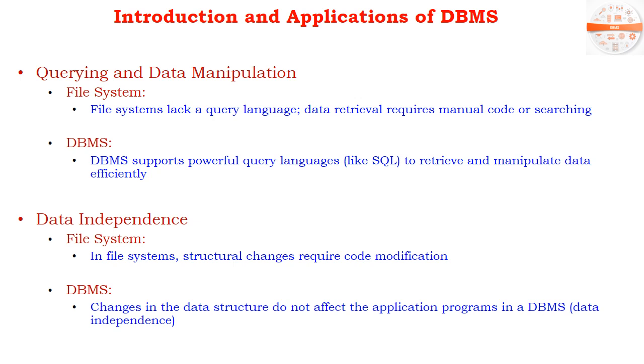Querying and data manipulation. A file system lacks a query language. Data retrieval requires manual code or searching. It takes more time, right? The DBMS supports a powerful query language like SQL to retrieve and manipulate data efficiently. And the next parameter, data independence. In a file system, structural changes require code modification. In a DBMS, changes to the data structure do not affect the application programs.